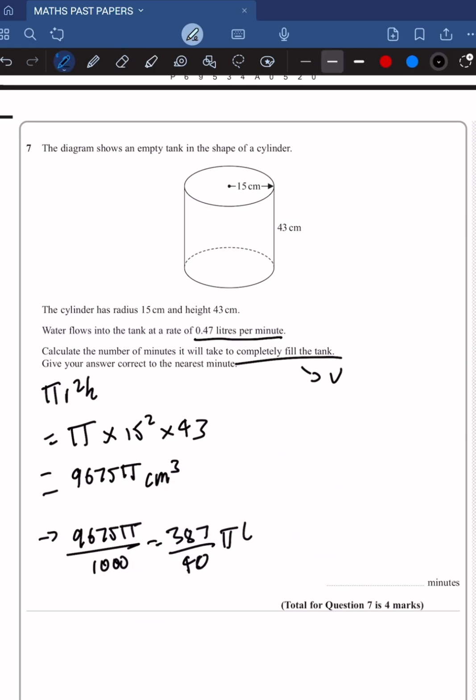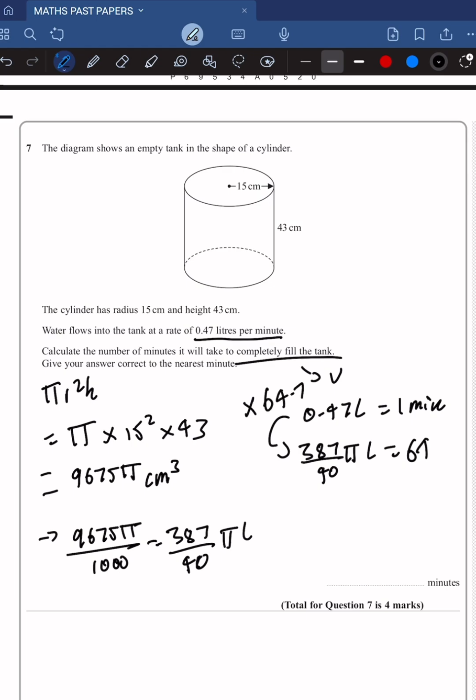Now we know that 0.47 liters is 1 minute. So 387 over 40 pi liters is going to be: we need to do 387 over 40 pi divided by 0.47 and multiply that by 1. So the answer divided by 0.47 is 64.7 minutes. Now it says to the nearest minute, so we round it up, which is 65 minutes.